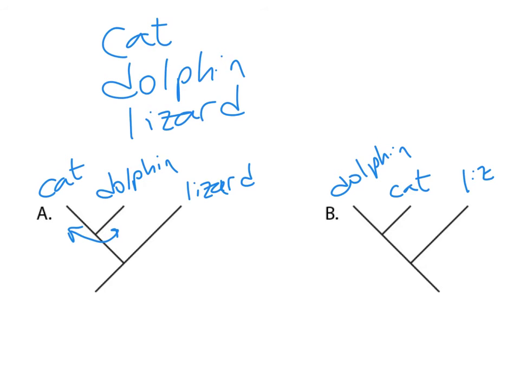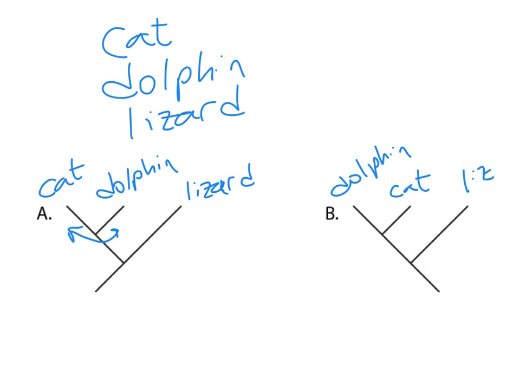In which tree, this is a trick question, in which tree are cats more closely related to lizards? Okay, so the answer should be they're the same. Cats are equally distantly related to lizards in both trees. So it doesn't matter, again, which order, left to right, the branch tips appear.